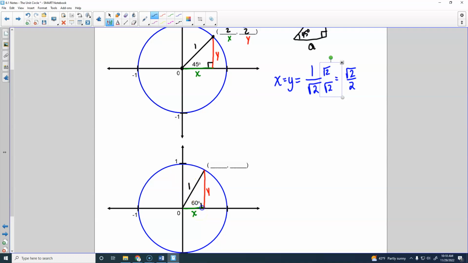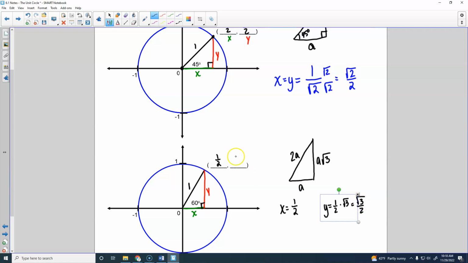So I know this side right here is 1. 30, 60, 90. If I know the small leg, then this is 2 times A, and then this would be A times square root of 3. So to get from the hypotenuse to the short leg, we would do X equals 1 divided by 2. So we get 1/2 for that X coordinate. And then for the Y, we have to take the short leg, which is 1/2, and multiply it by the square root of 3, which will give us square root of 3 over 2. Square root of 3 over 2 goes right there.